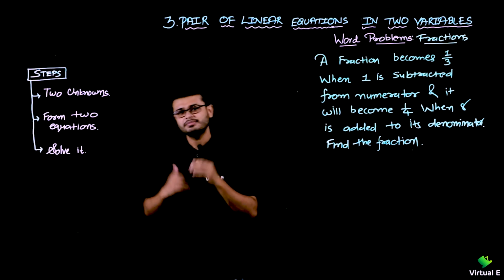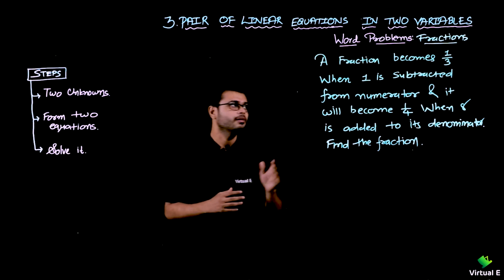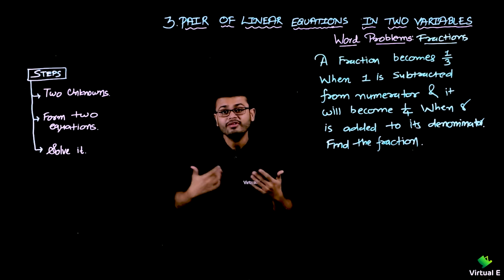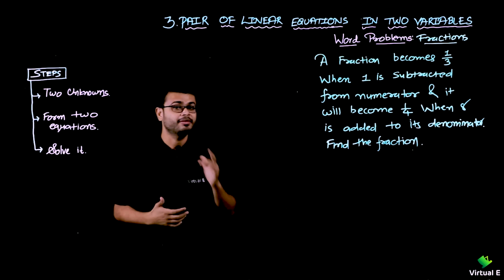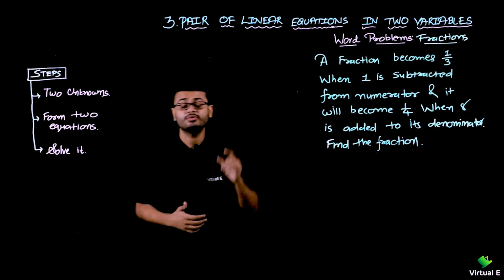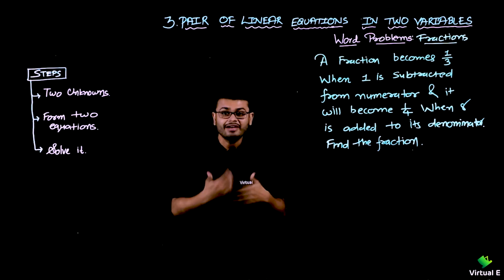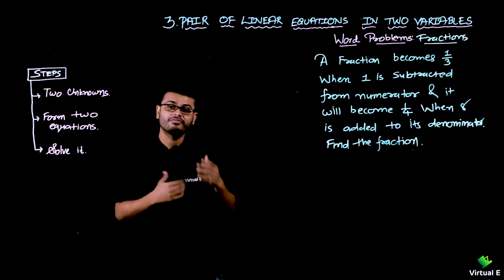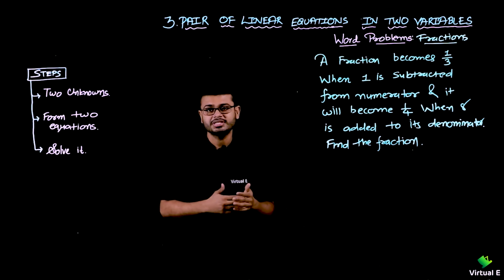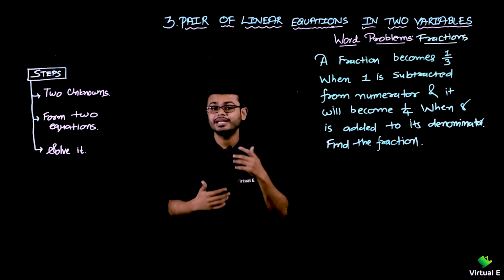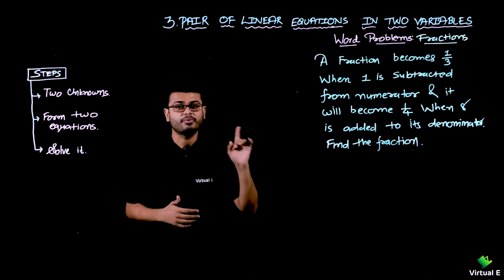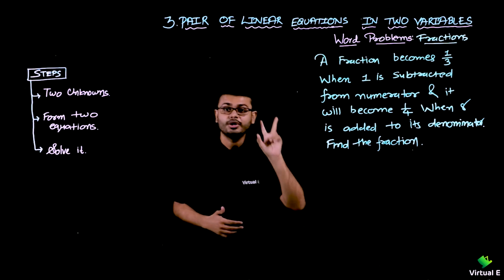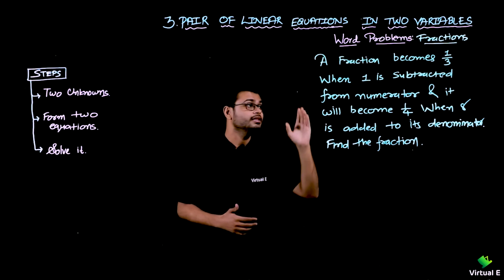There are simple steps to solve those problems. First, we need to identify what we want to find. Remember, that's the most important thing. Sometimes students are not even aware of what we need to find. They make wrong equations and as a result, they are not able to get the correct answer. So the most important point is identification. You need to identify which are the two unknowns that we want to find in the question.